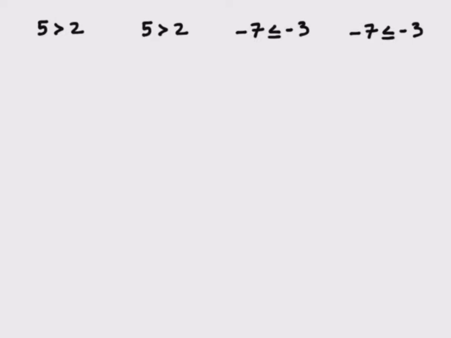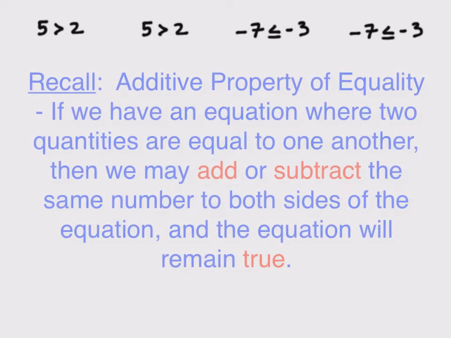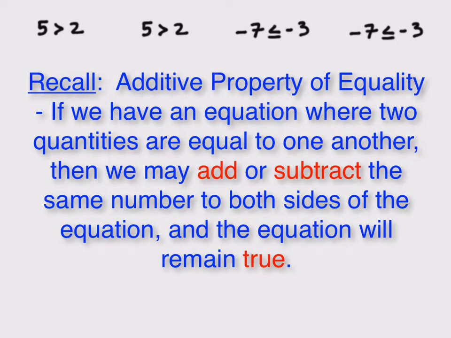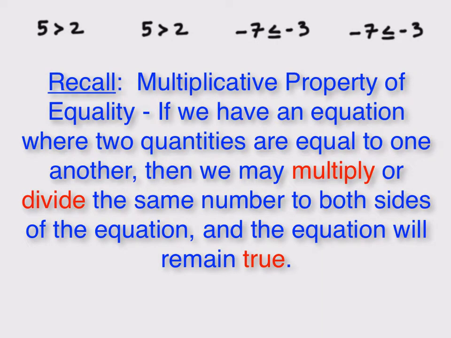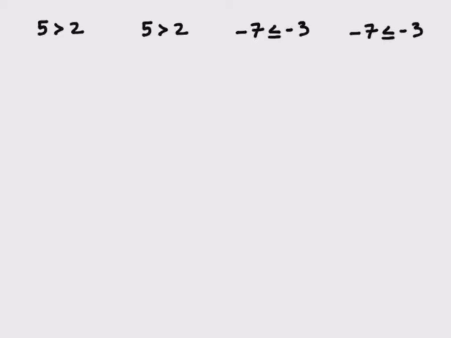Let's do this! Before we start solving inequalities, let's recall that when we were solving equations before, we had some properties of equality that were really helpful to us. First being the additive property of equality, which said if we had an equation where two quantities were equal to one another, we could add or subtract any number to both sides of the equation, and the equation would remain true. We also had the multiplicative property of equality, which said if we have an equation where two quantities are equal to one another, we could multiply or divide both sides of the equation by any number, and the equation would remain true. And those were really necessary for us to solve all sorts of tough equations that we've dealt with already.